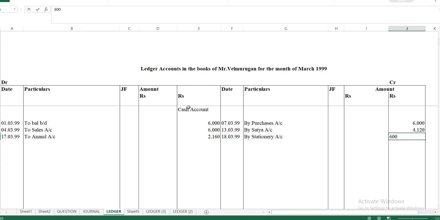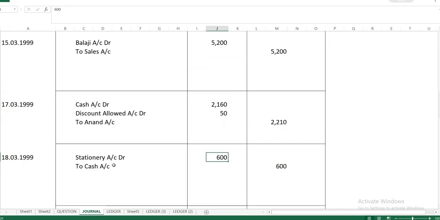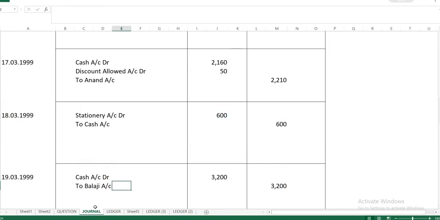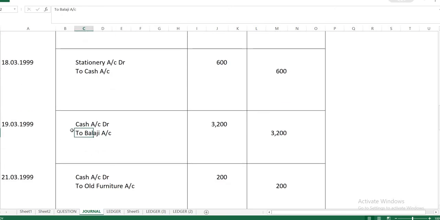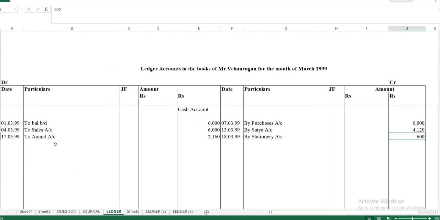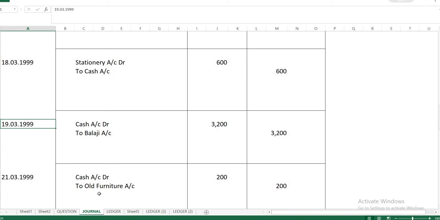Okay. So next, what is the next journal entry? Cash account debit to Balaji account. Cash account will already be there, Balaji account will already be there. In that only we have to fill up. How to fill up? Cash account to Balaji account on the debit side. In Balaji account, by cash account on the credit side we have to fill up. So first, cash account to Balaji account 3200 on 19th. So in cash account, to Balaji account.